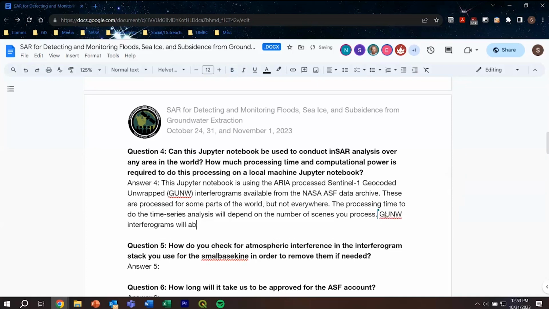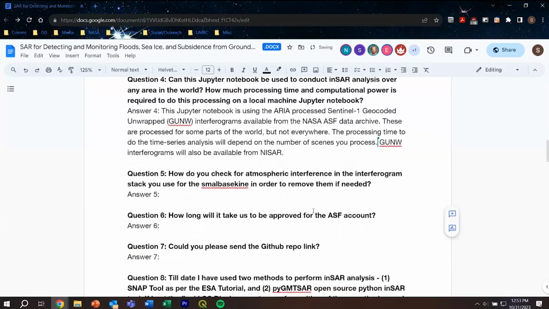Okay, question number 5. How do you check for atmospheric interference in the interferogram stack that you use for this small baseline in order to remove those effects if needed? Time series analysis is one of the key ways to check for atmospheric interference, especially in the troposphere. Tropospheric water vapor is one of the effects that causes apparent InSAR signals.